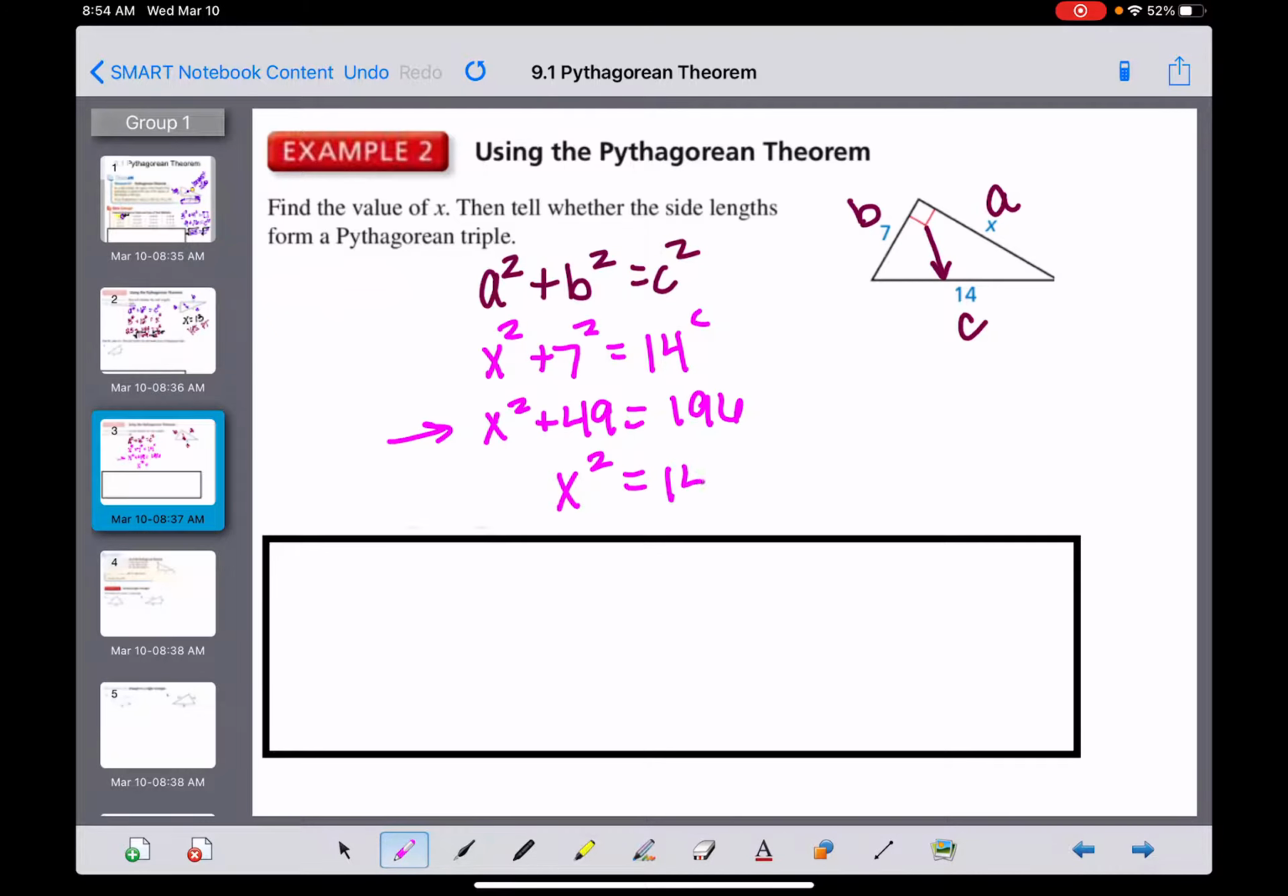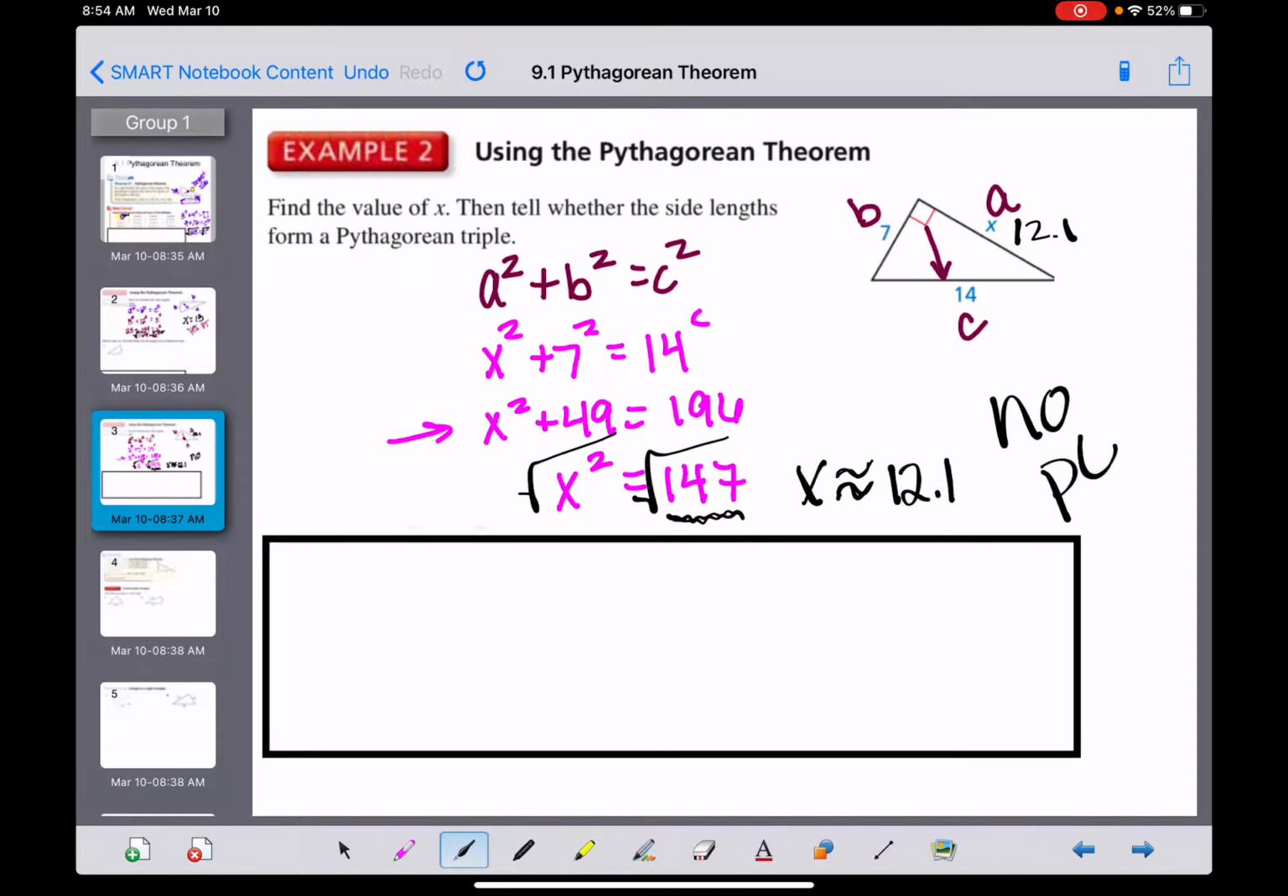And I get 147. Final step, opposite of squaring is taking the square root. And the square root of 147 is 12.1. We're going to learn eventually how to break these square roots down so we don't have decimals, but for now we're just going to round to the nearest tenth. I put in, this means approximately, so x is approximately 12.1 since it is a decimal. Since I got a decimal, that means no, this is not a Pythagorean triple.